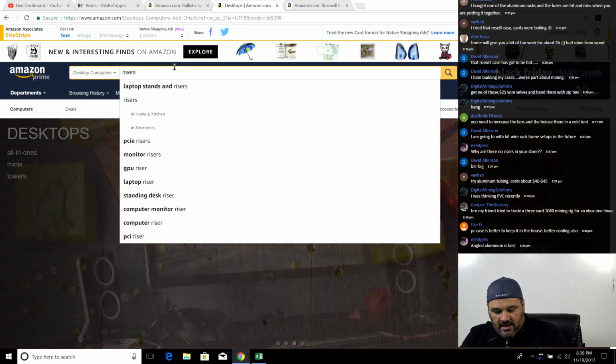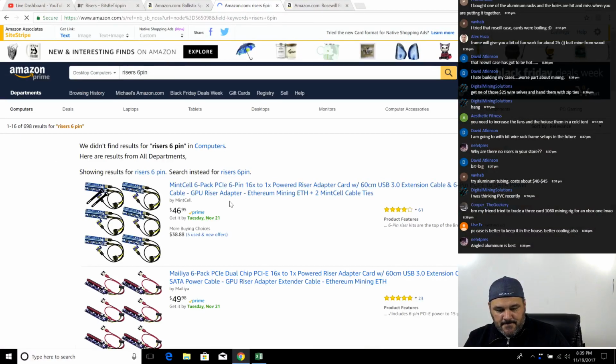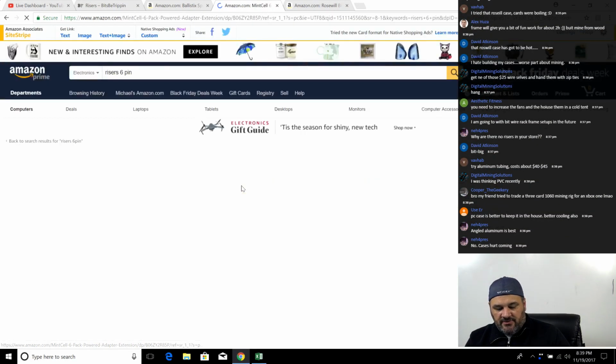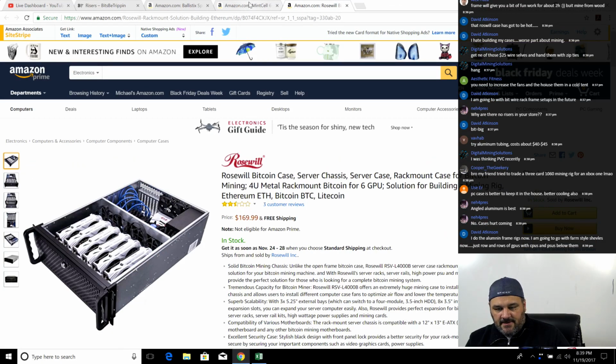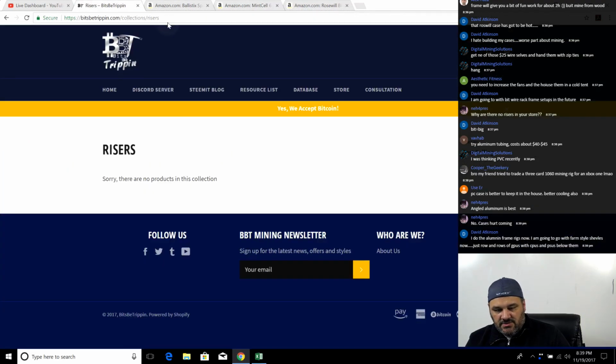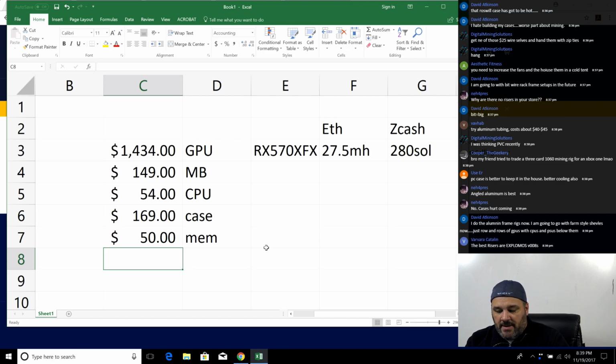Risers, and the ones that you're going to want are the 6-pin Mint Cell, usually the go-to for people. $46 for 6. That's not too bad. If you buy them in bulk on Alibaba, you can get them down to $4, $5 a riser. If you buy in big bulk, you can get them down to about $3.50 per riser. So 6 of those comes to $7.60 per riser, meaning they're making about $2.50, $3 profit on that.